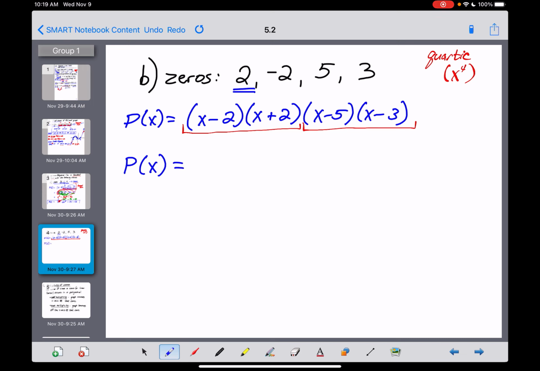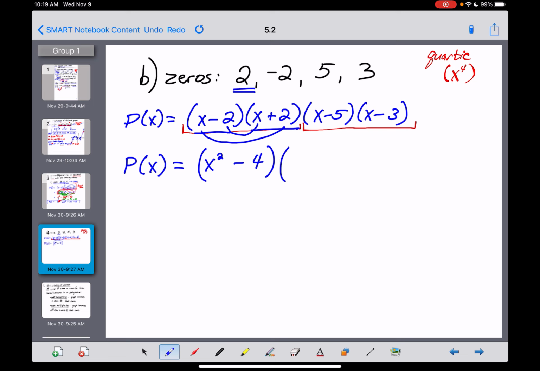P of x equals, and here we go. Now I'm hoping you guys recognized this binomial is the conjugate of this binomial right here. So something cool happens when we FOIL that. x times x is going to be x squared. The outer product here is plus 2x. The inner product would be minus 2x. They cancel each other out completely. And then the negative 2 times the positive 2 is going to get us a minus 4. So foiling the first 2 binomials together, we end up with another binomial, that's unusual, of x squared minus 4.